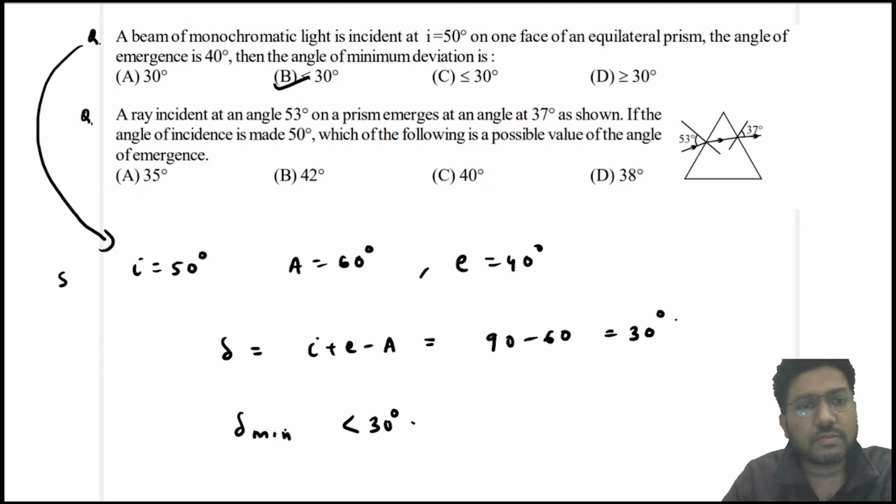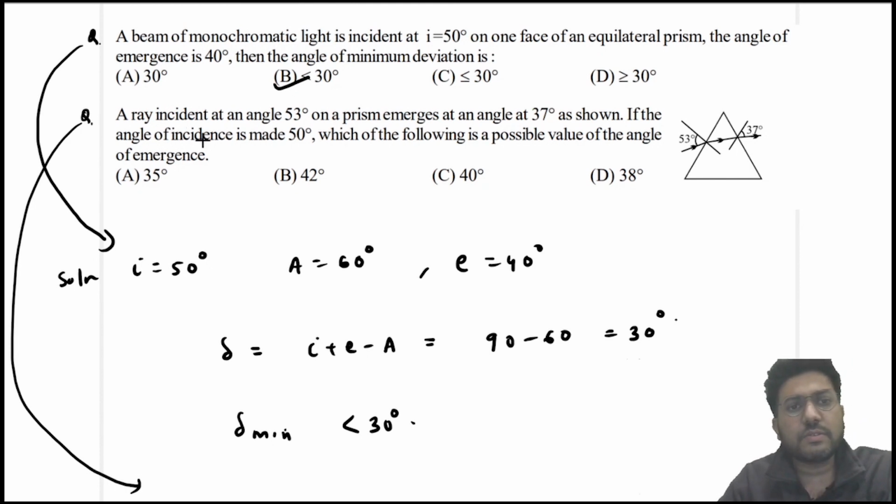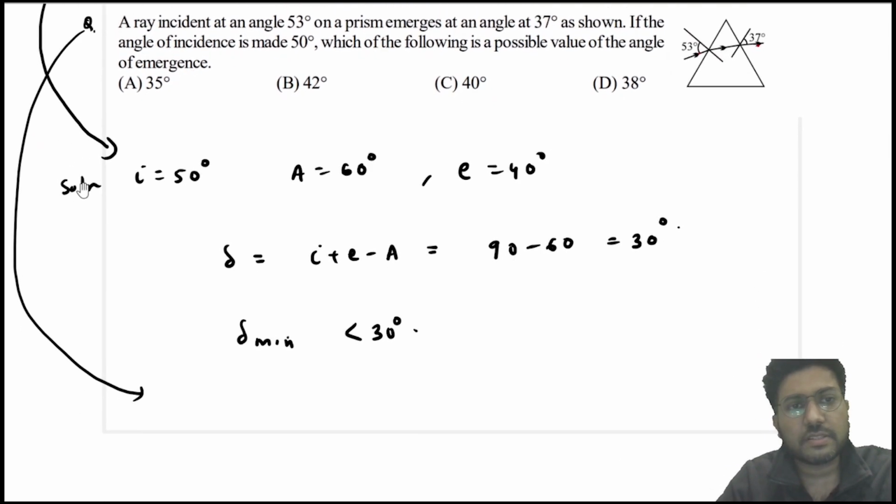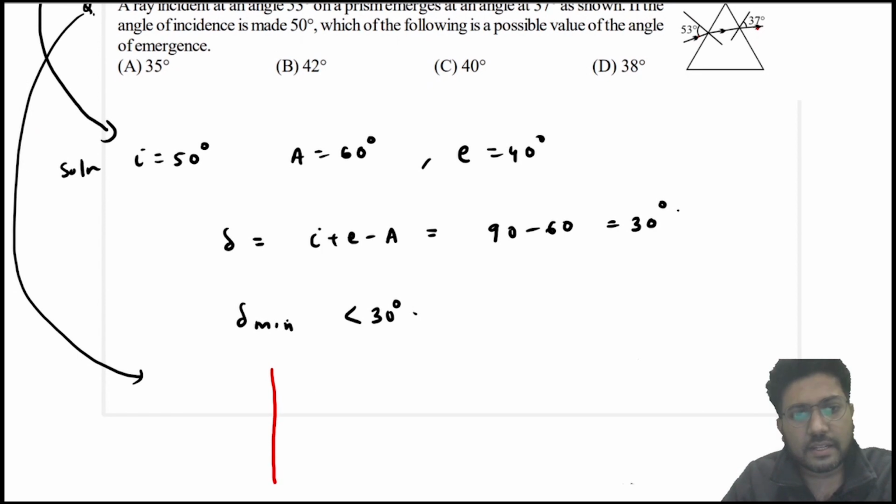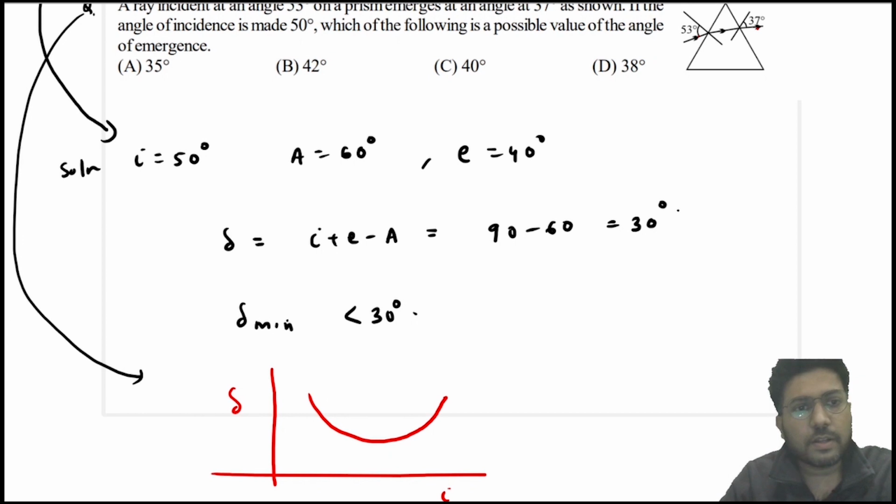Now let us look at this question. In this question it is given to you that a ray of light is incident at an angle 53 degree and emerges at an angle 37 degree. If the angle of incidence is made 50 degree, then which of the following is a possible value of the angle of emergence? So you know that this is the delta versus i graph. Now it is given that the angle of incidence is 53 degree and the angle of emergence is 37 degree.